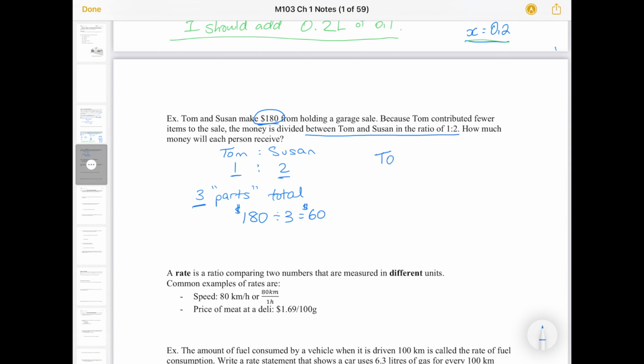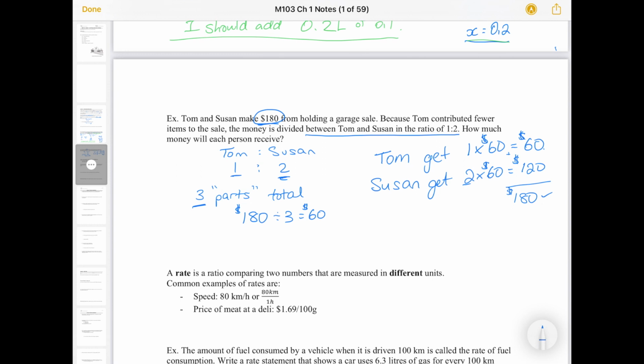So Tom will get 1 times $60, which is just $60. And Susan will get 2 times $60 because she gets 2 parts. So she will get $120. And let's confirm, because these two numbers, when we add them up, should give us $180. And indeed, it does. 60 plus 120 is $180.